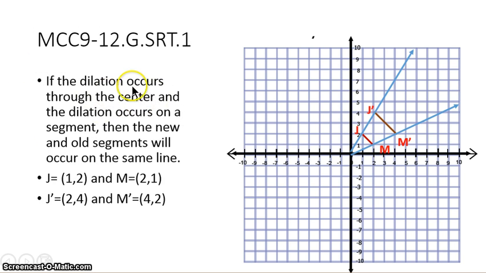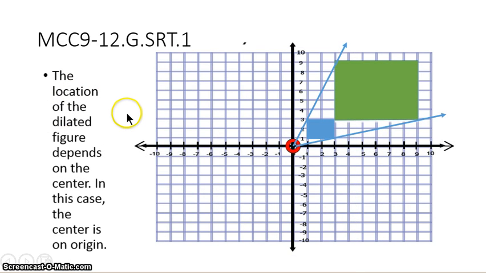If the dilation occurs through the center, and the dilation occurs on a segment, then the new and old segments will occur on the same line. As you can see here, this is the old segment with the points J and M, and this is the new segment with the points J apostrophe and M apostrophe. As you can see, this is where the dilation starts, which is the center, and the points J apostrophe and M apostrophe are both on their own same lines, respectively. So, the location of the dilated figure depends on the center. In this case, the center is the origin. As you can see, this is where the dilation starts, and both the original and dilated figure must line up with the center, like this.